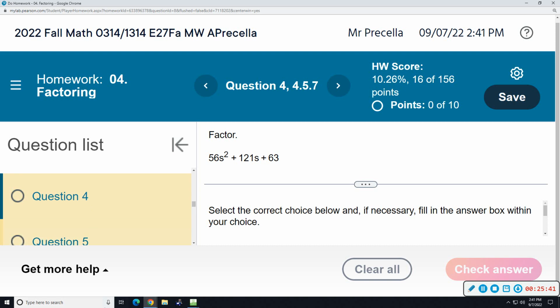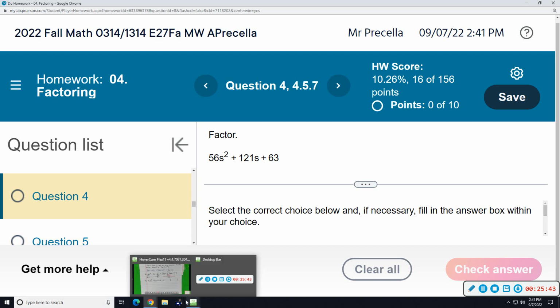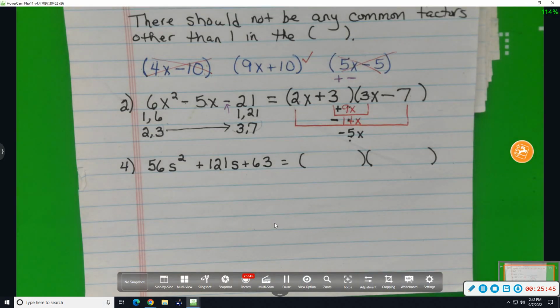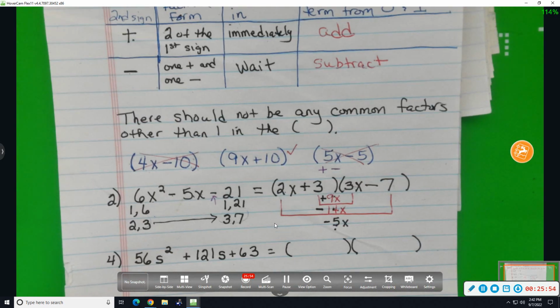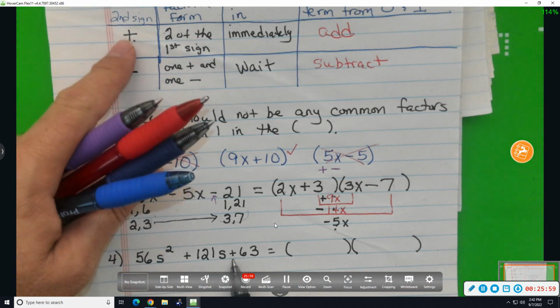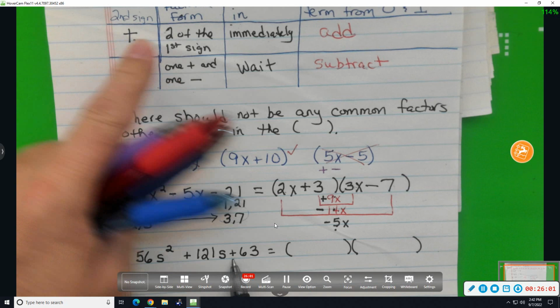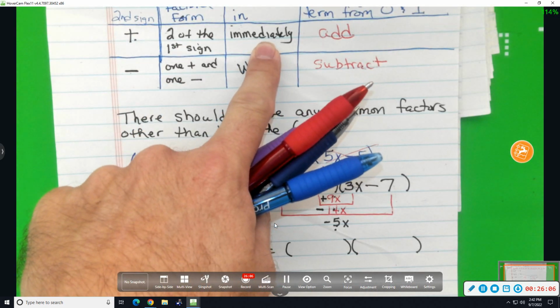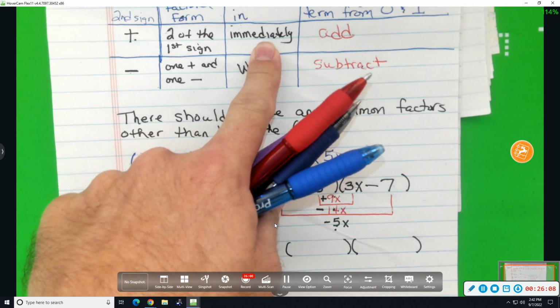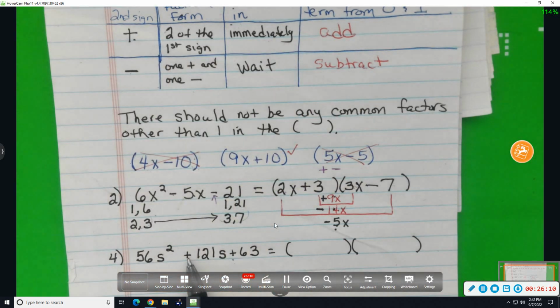So I'll write it down. And even though these numbers are larger here than the other one, there's actually something good about this problem. What's the second sign here? Yeah, the second sign is plus, so we just have 2 of the first sign, so we can fill those in immediately. We don't have to try to decide where does the plus go, where does the minus go. The first sign is plus, so there it is, plus plus.